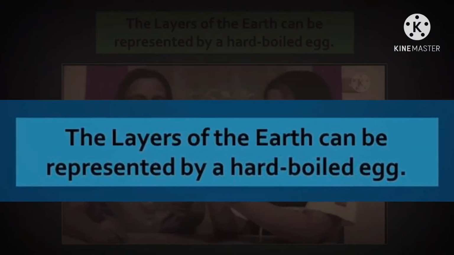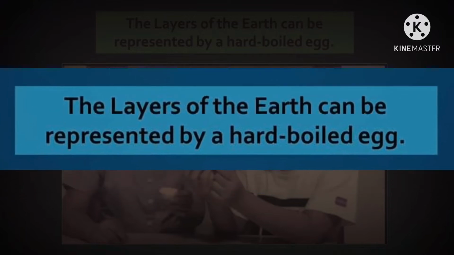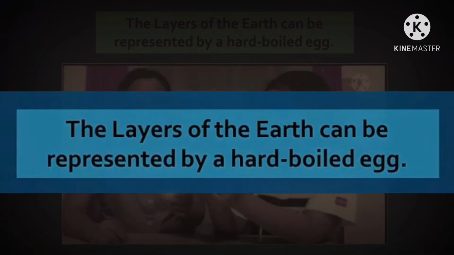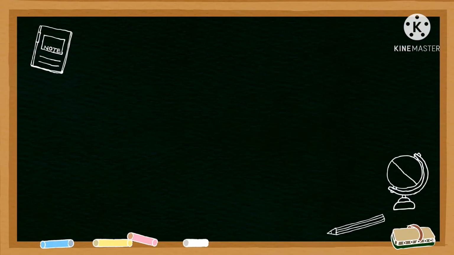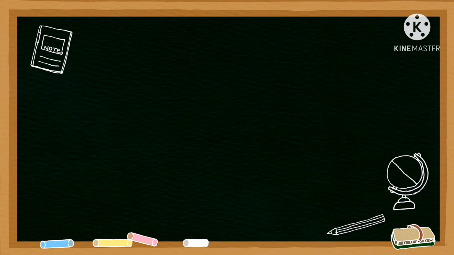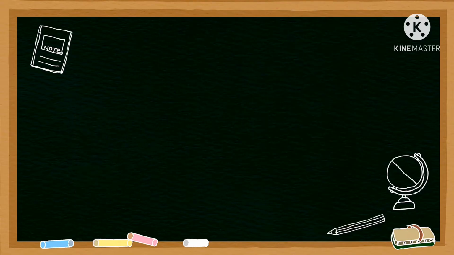Class, you are going to watch a video clip about the layers of the earth, and it can be represented by a hard-boiled egg as a model. But before you watch, what are the rules in watching a video? Yes, you are going to listen attentively. Be able to know what are the facts that you can get from the video.